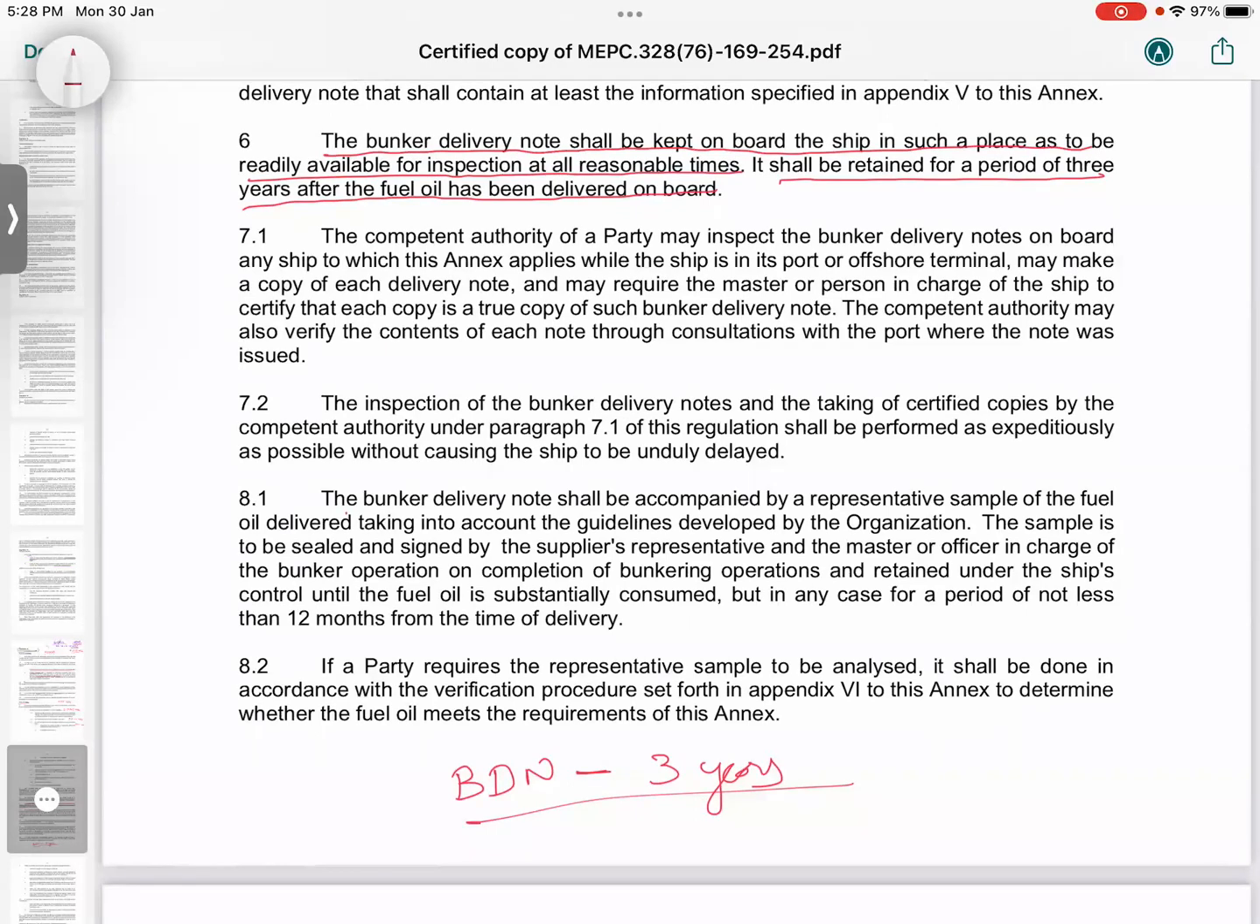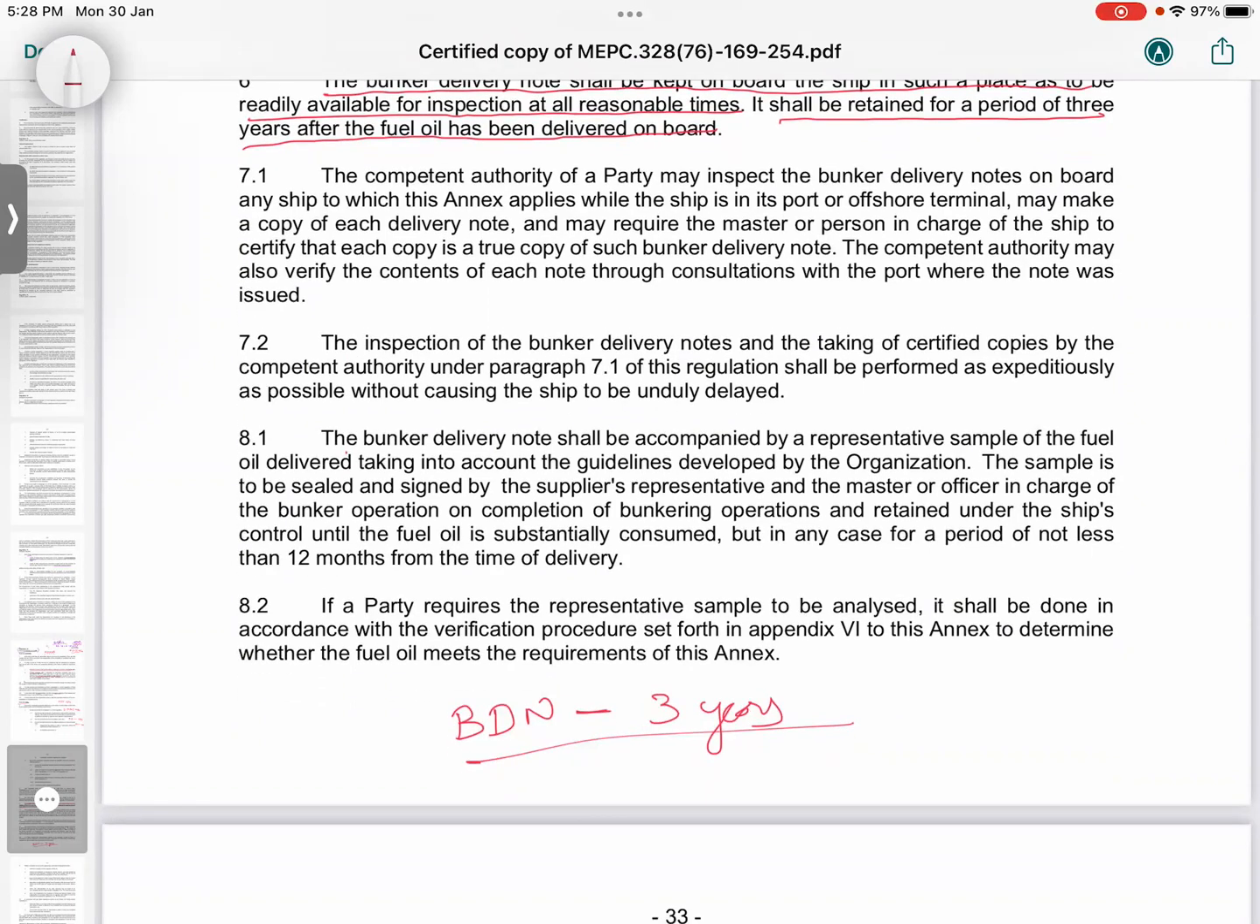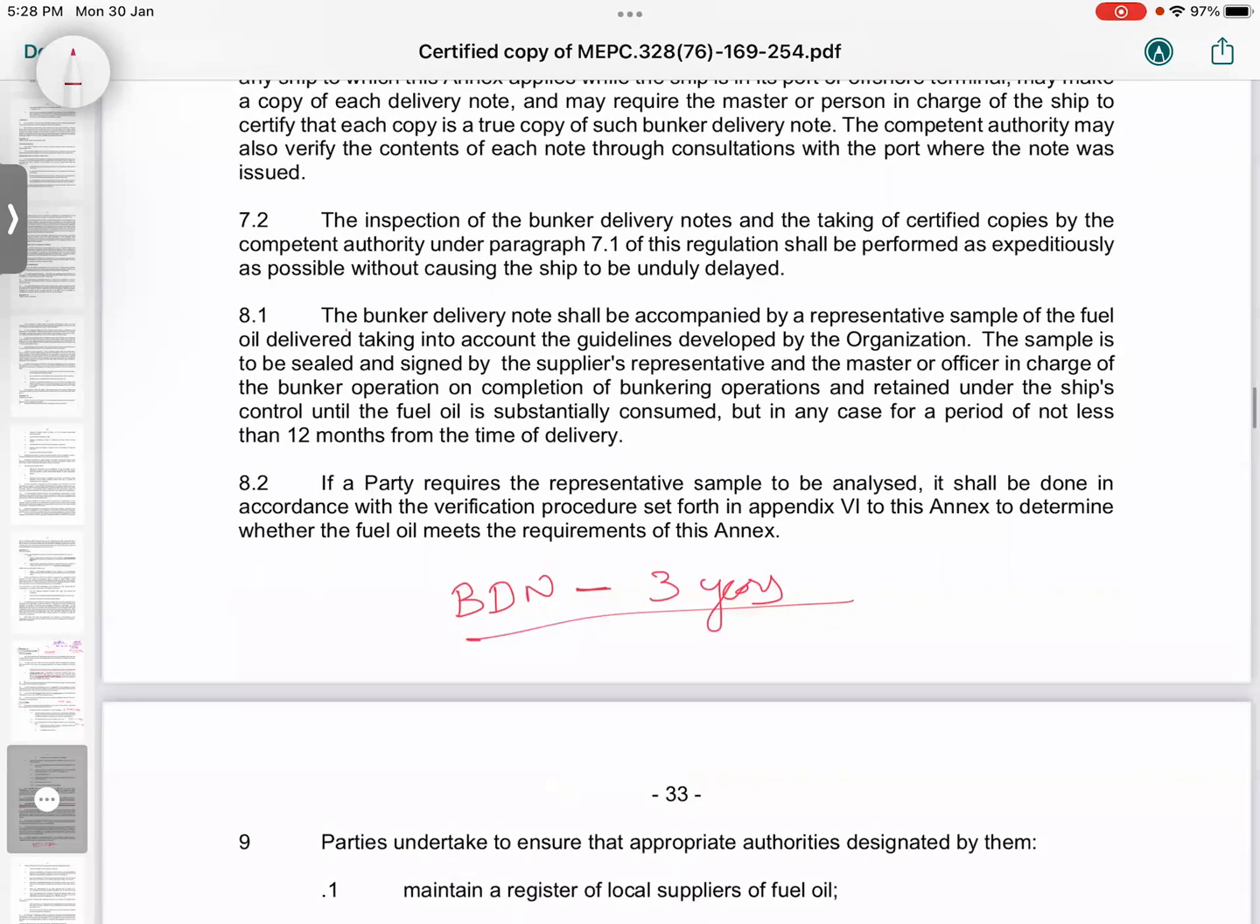BDN means just that paper, in which we record the details. The contents: where the oil is delivered, date of delivery, quantity, the fuel characteristics, right? And a statement is also added that the fuel is compliant with regulation 14-1, right? Meaning your sulfur compliance. And then the one you are trying to say, that is the sample, right?